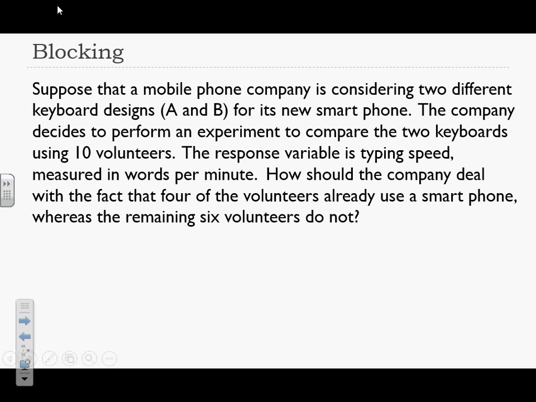So the response variable is typing speed. They're going to measure how fast they can type, in words per minute. So how should the company deal with the fact that 4 of the volunteers already use a smartphone, whereas the remaining 6 volunteers do not?